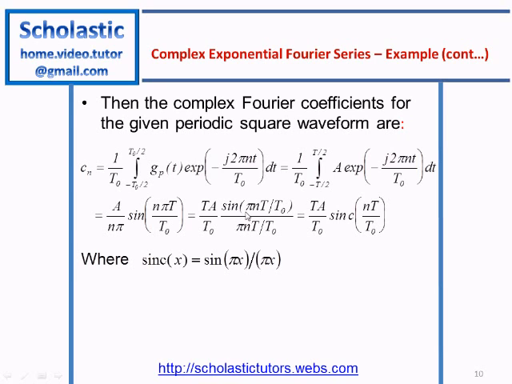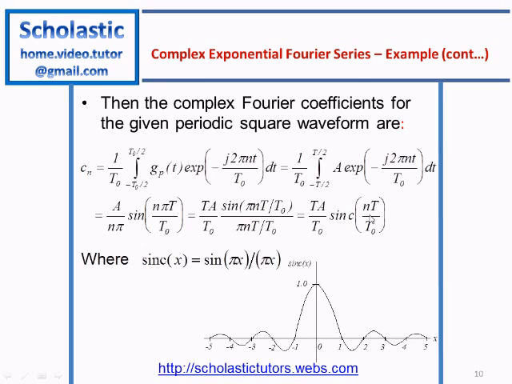So if you have sine pi nt over T0 divided by pi nt over T0, it will become sinc nt over T0. Pi will not be here, and the amplitude is TA over T0. The function actually looks like this, which has an amplitude equal to 1 here for the sinc function, and in this particular case this is 1, multiplied by TA over T0 as the amplitude. So this is the sinc function that you get here. Basically, the coefficient Cn is a sinc function.